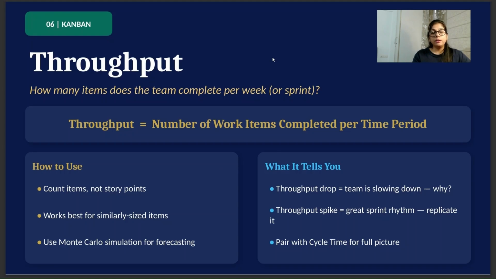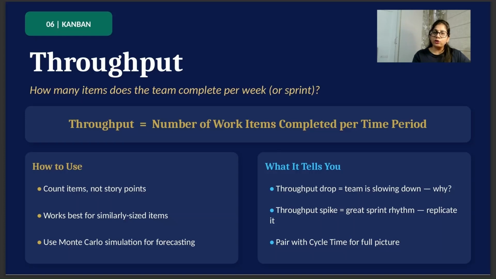Throughput. This is another metric that is used in the Kanban framework. How many items does the team complete per week or sprint? Throughput is the number of work items completed per time period. How can you use this? You can count items, not story points. It works best for similarly sized items. Use Monte Carlo simulation for forecasting.